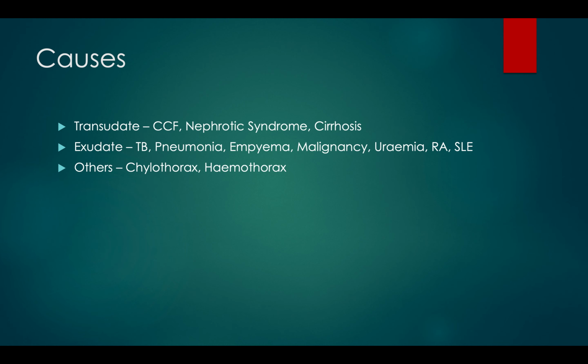There might be other types of fluid in the pleural cavity also. For example, a blockage in the lymphatic drainage may lead to accumulation of lymphatic fluid, which is milky white in color, and the condition is known as chylothorax. Similarly, blood in the pleural cavity is known as hemothorax.